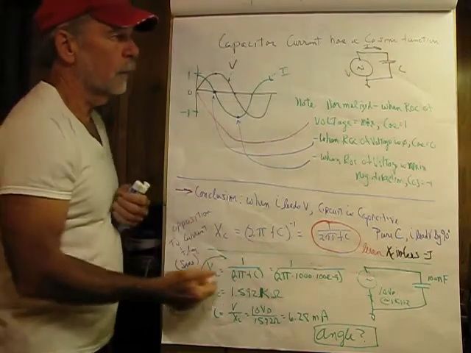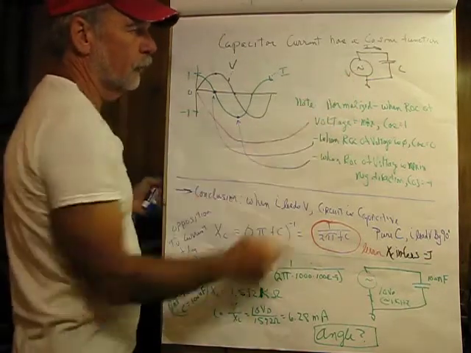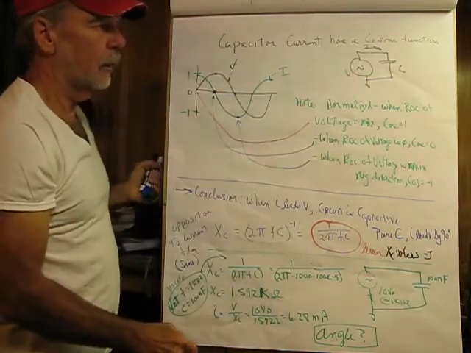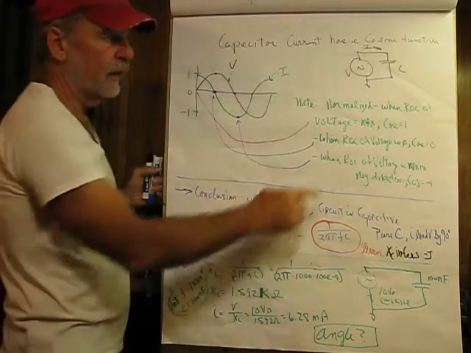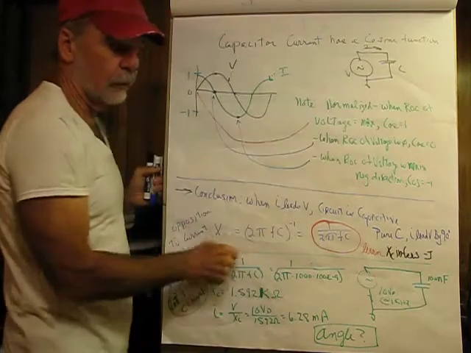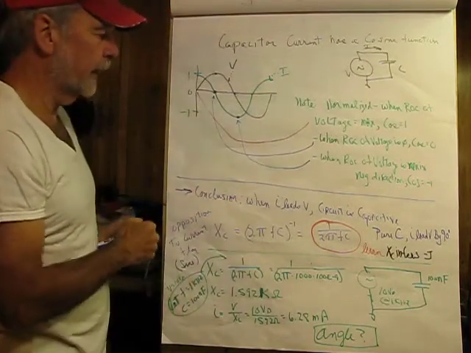As before, the capacitor current is a cosine function, and this will be our schematic diagram, which in simulation software would not work. We would have to have a very, very small limiting R there. I won't go into that now.